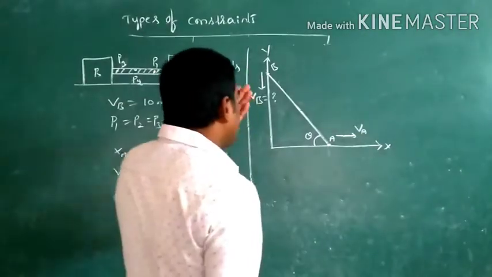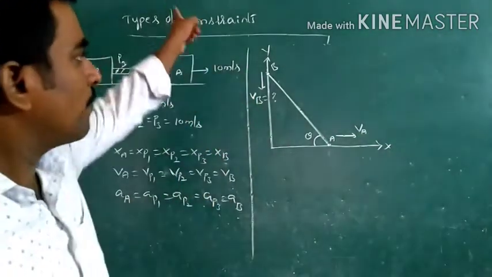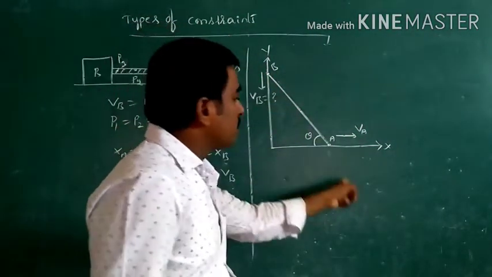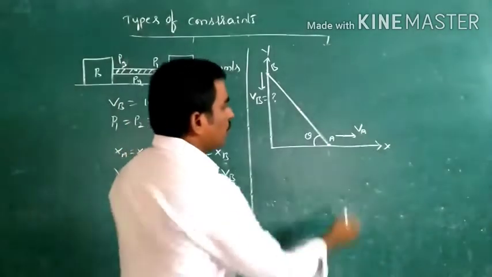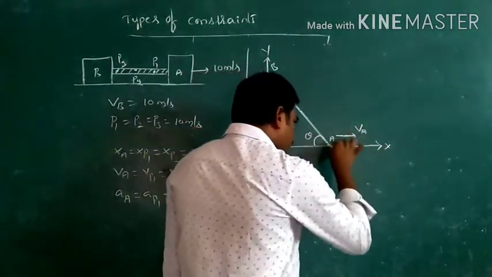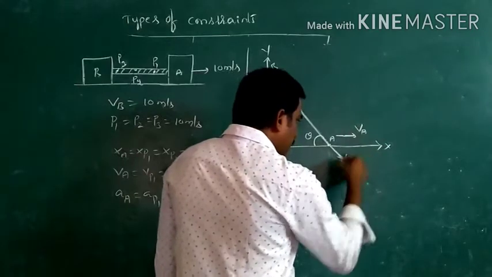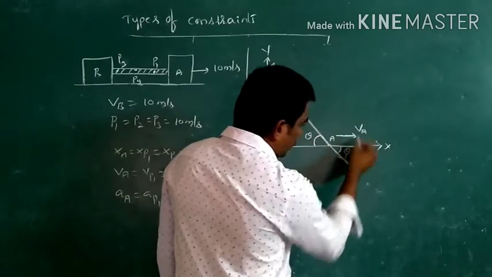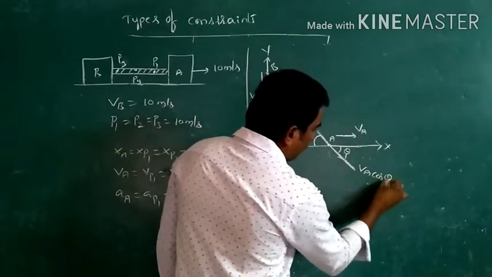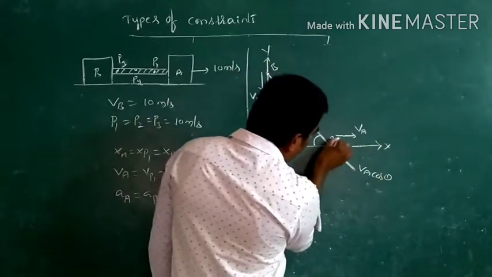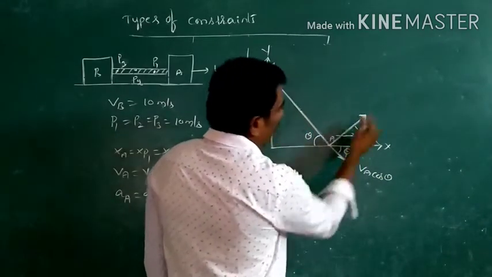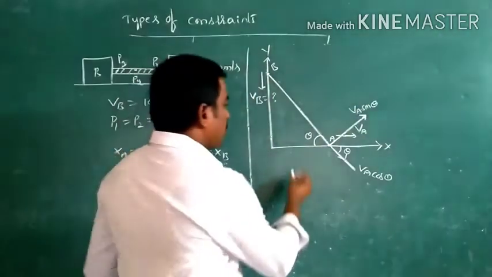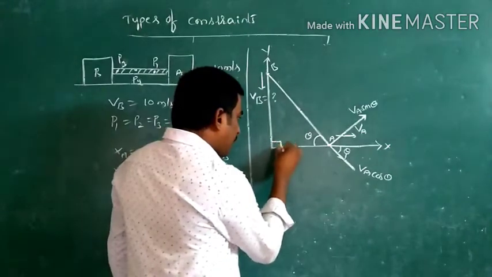So we have one formula: the velocities along the line, of any point along the line, are equal. For that, I am going to resolve this velocity into two components. This is one component, along the line, that is VA cos theta. Next, we divide into one more component, the perpendicular component. This is VA sin theta. Let us assume this angle is 90 degrees.